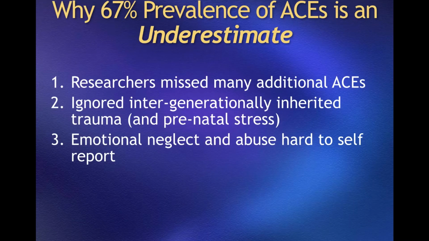I have to say 67% prevalence of ACEs is a total underestimate. It's likely to be much higher than that. The researchers didn't know what they were doing when they first started the study. They didn't expect those results and they missed lots of ACEs. They just had those 10 categories. They ignored the fact that trauma is intergenerationally inherited, and that prenatal stress is a gigantic factor as well. They also ignored the prevalence of what you could call silent ACEs, emotional neglect and abuse, because it's really hard to self-report, and the ACEs questionnaire is very superficial in that context.